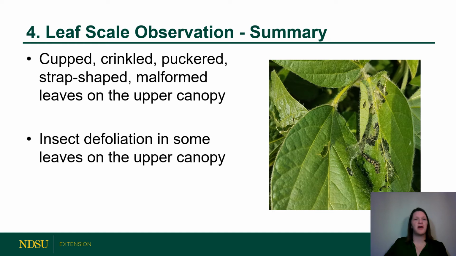So the summary, we have some leaves that are cupped, crinkled, puckered, strap-shaped, malformed. All of those leaves are in the upper canopy, so it's looking at more of that new growth. And there's also some insect defoliation out there. We've also seen some of these thistle caterpillars and some of this defoliation occurring in the leaves, and this is again in the upper canopy. But the main one that we want to be thinking about is what is causing these leaves to be so malformed.